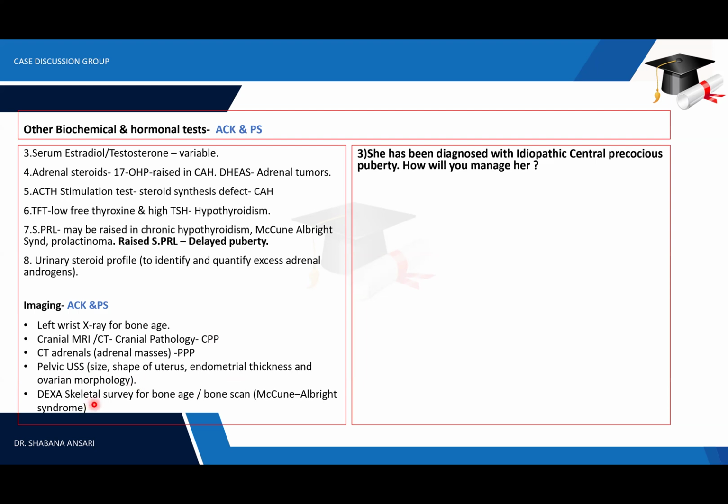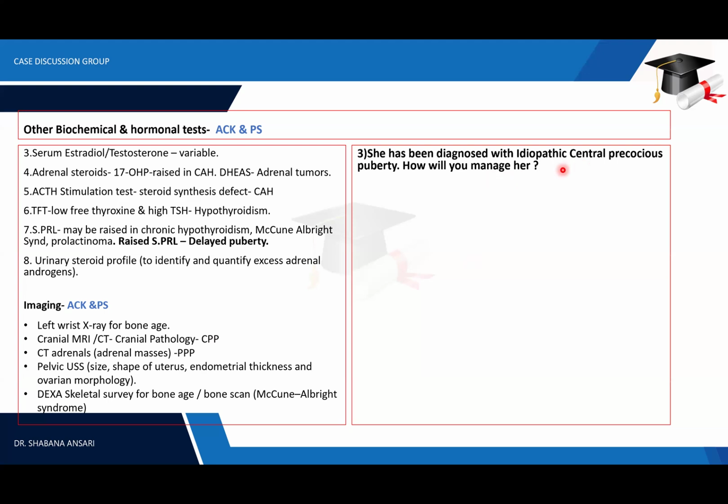And DEXA is important to assess the bone age, and bone scan in McCune-Albright syndrome, because there can be multiple bony lesions; cystic lesions in the bone are seen in McCune-Albright syndrome. Now, she has been diagnosed with idiopathic central precocious puberty. So how will you manage her?